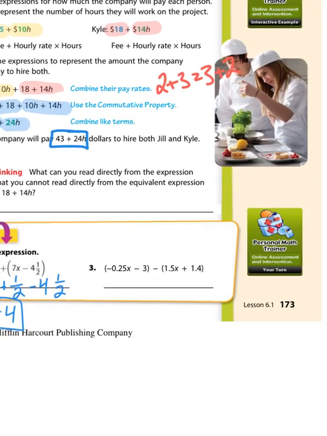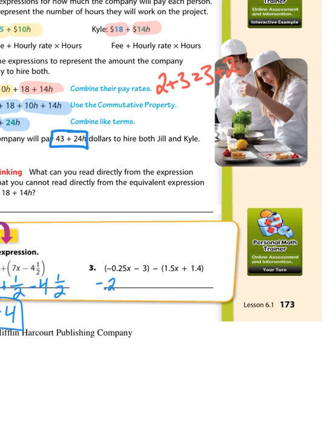All right, pause the video, try number 3 on your own, play it back to see if you got it right. I'm going to go ahead and solve it. Negative 0.25x minus 3 minus 1.5x plus 1.4. We're going to use the commutative property to move the like terms by each other.